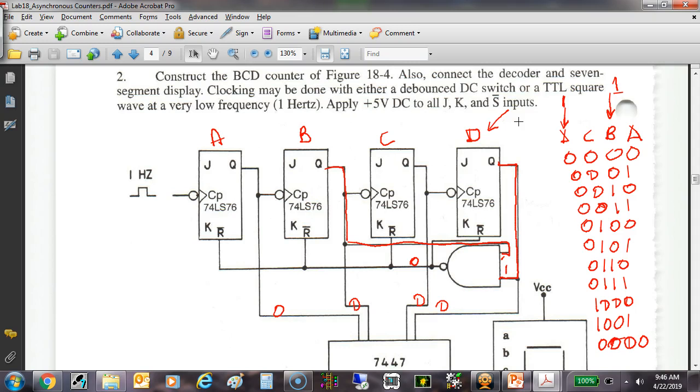So if I wanted to divide by 3, I would reset it on what? 3. And I would take my output off of this guy right here. So you have to take your output off the last counter that you get a true output of.